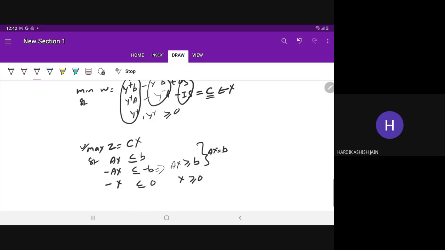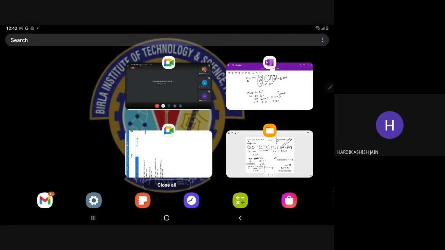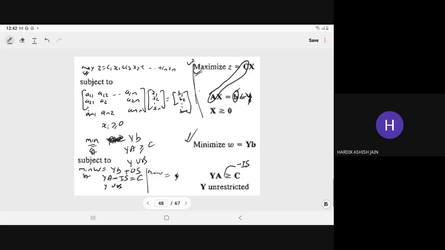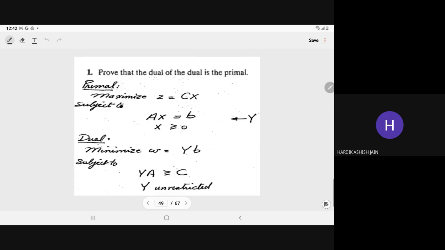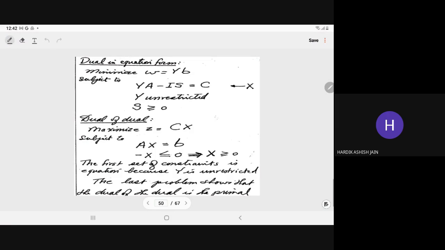So whatever you have as a primal, when we take the dual of the dual, that will become the primal. That is the question. Clear? So we have the same thing: dual of the dual is the primal. Clear? Yes, sir.